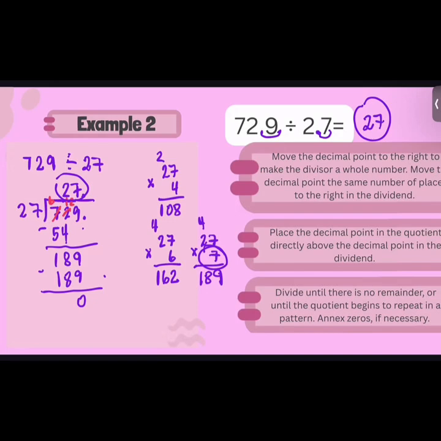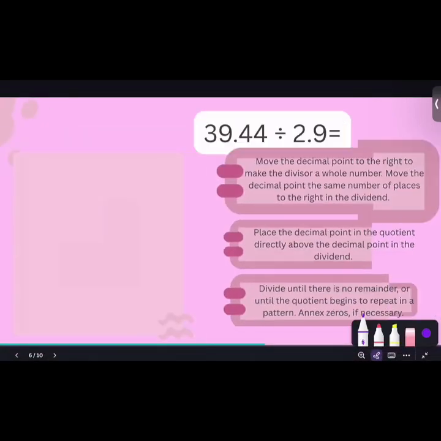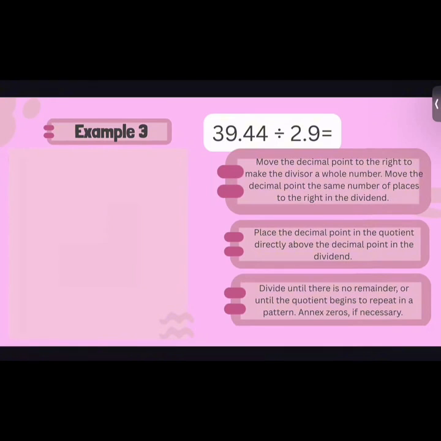Now, let's proceed with our third example. For our third example, we have 39 and 44 hundredths divided by 2 and 9 tenths. So again, move the decimal point from the divisor to the right to become a whole number. So we have 29 and we move 1 place. Therefore, we are going to move 1 place in the dividend. So isang beses lang din po. So kaya po, ang magiging bago nating equation will be 394 and 4/10 divided by 29.